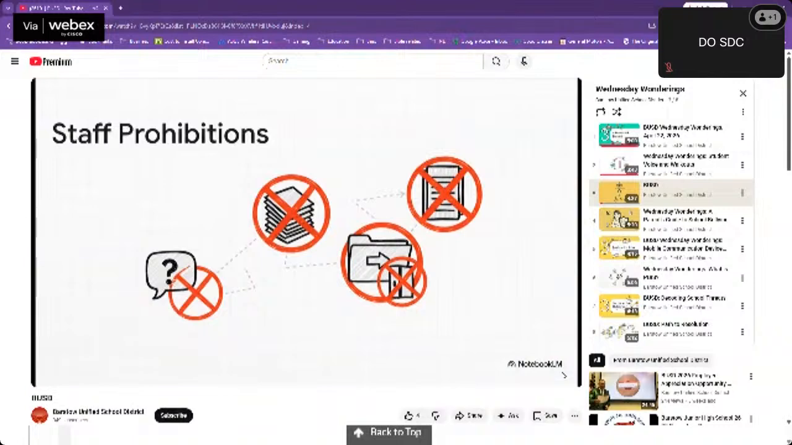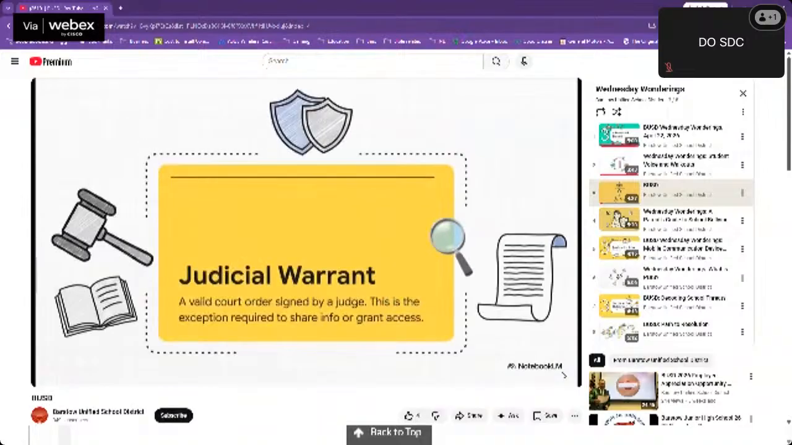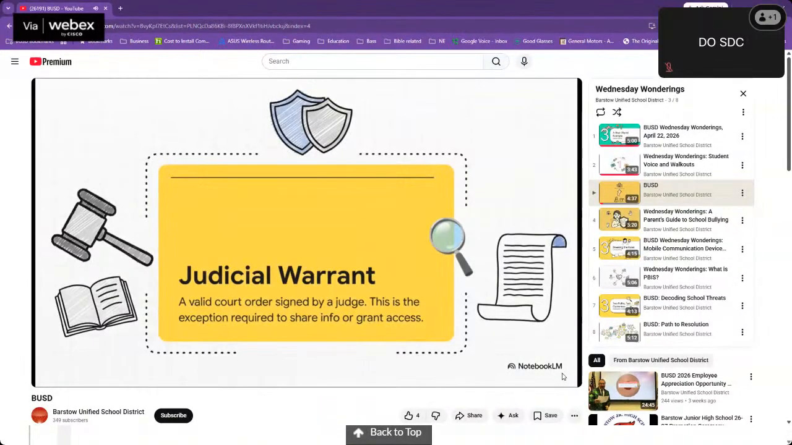Now, there is one major exception to all these rules. And that one big exception is a judicial warrant. Let's be really clear about what that means. We're not talking about just any request or some piece of paper. This is a formal court order that has been signed by a judge, which sets an incredibly high legal bar before any information can be shared.